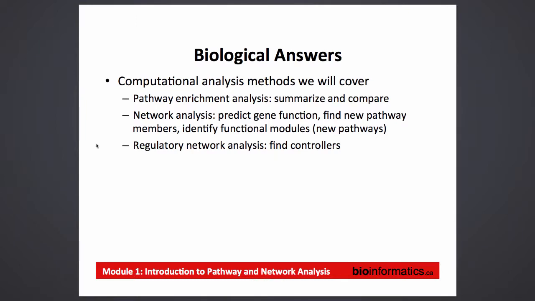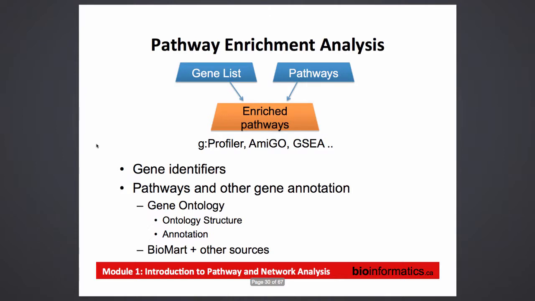In the first lecture, I will cover pathway enrichment analysis, just a comparison of gene sets. But further, we can also do network analysis to predict gene function, or maybe find new interactors for a specific list of genes, or regulatory network analysis, where we find transcription factor binding sites, for example. So as I mentioned, there are two major inputs to pathway enrichment analysis. One of them is a list of genes, and one of them is a group of gene sets corresponding to pathways.